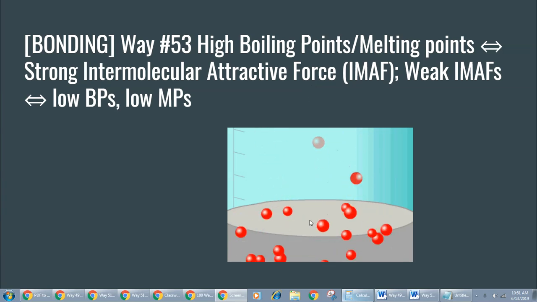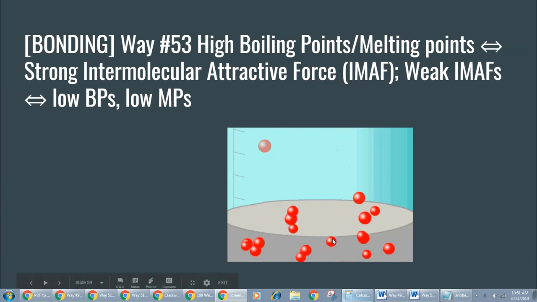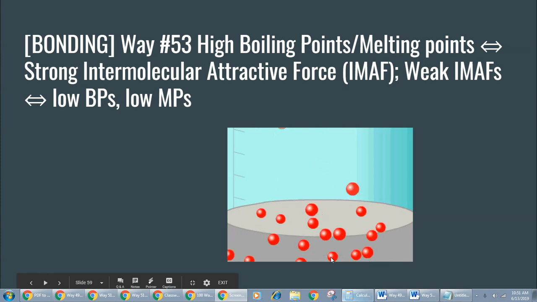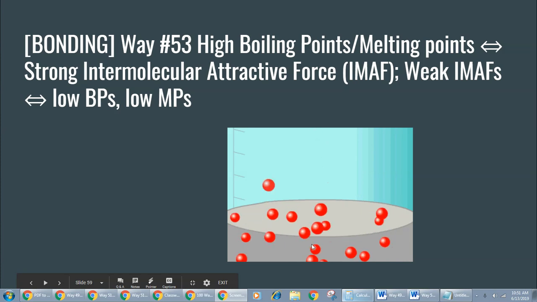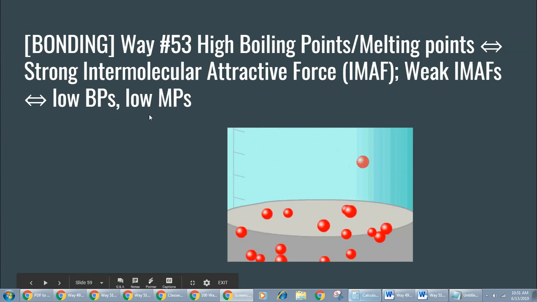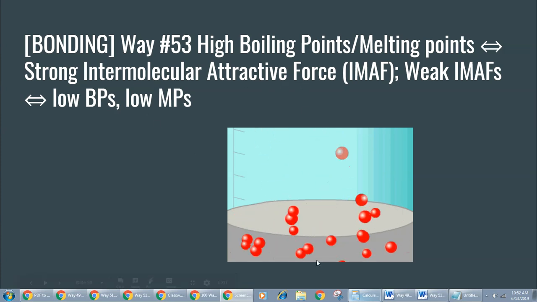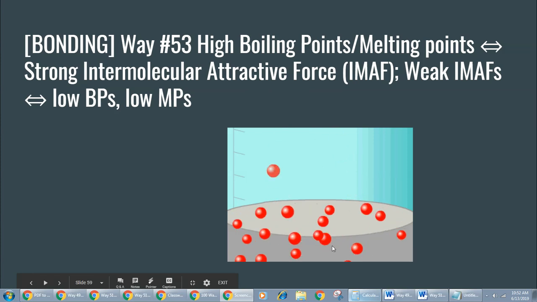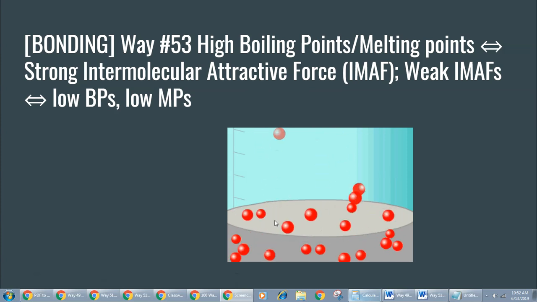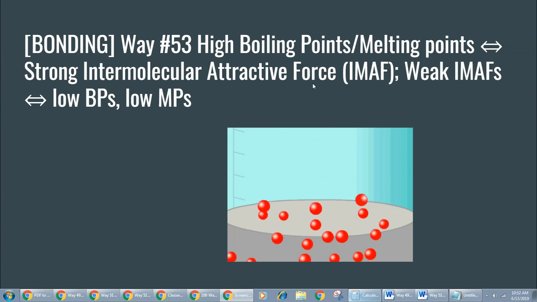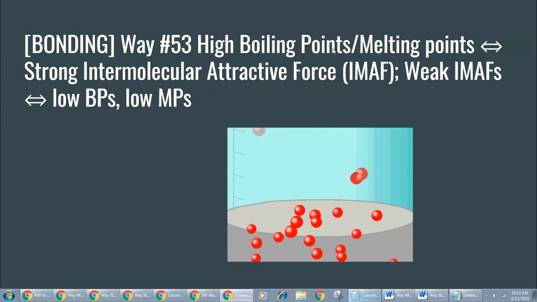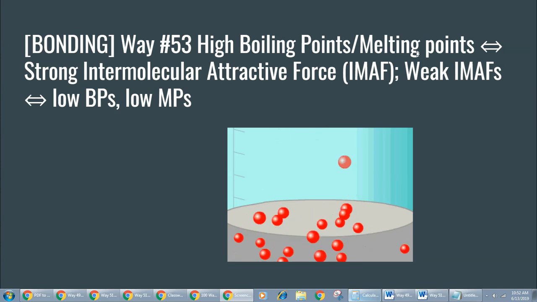So think about this. If you have a substance that's trying to boil, we need to give it energy. In order for it to boil, those bonds that occur between molecules, which we call intermolecular attractive forces, need to be overcome in order to become a vapor. So if you have this liquid with strong intermolecular attractive forces, it's going to have a high boiling point and a high melting point. Why?